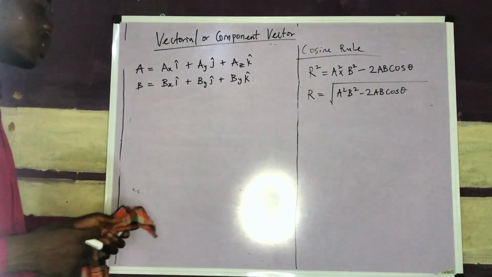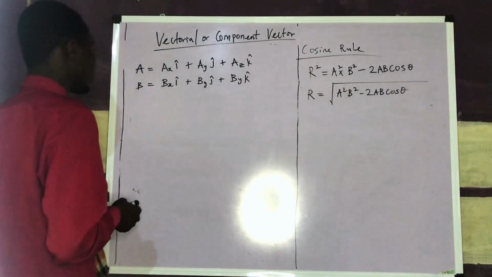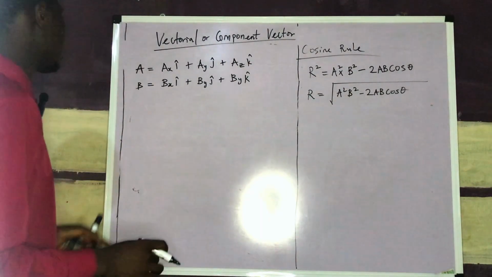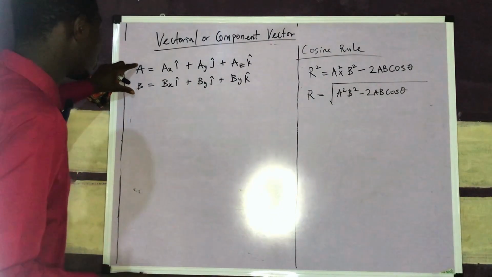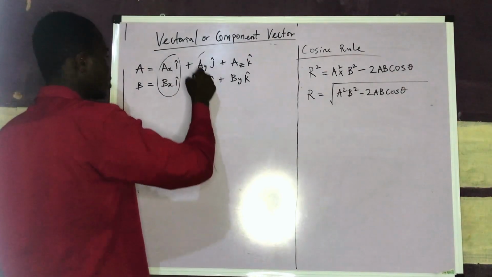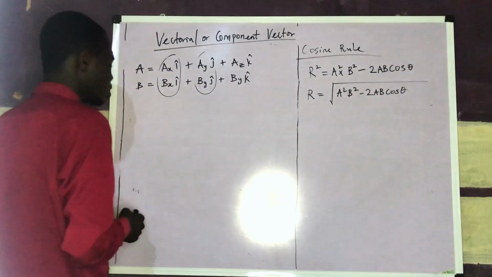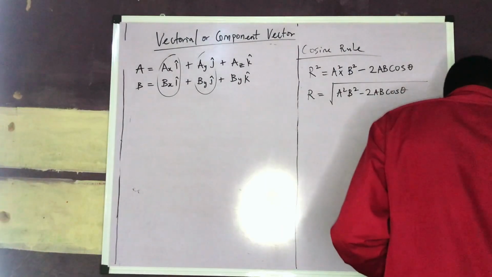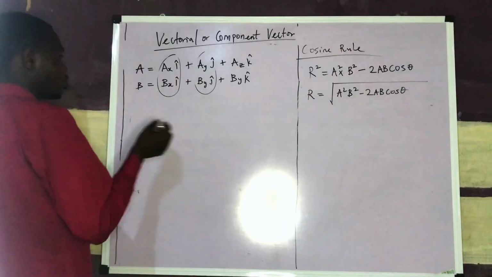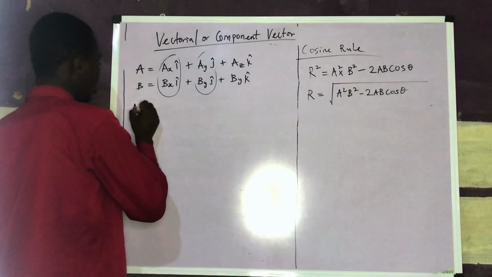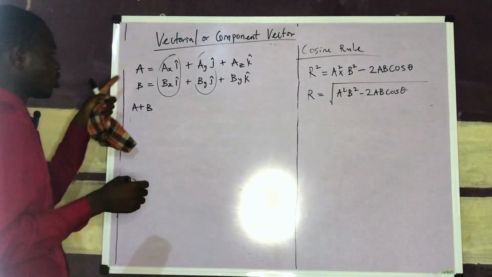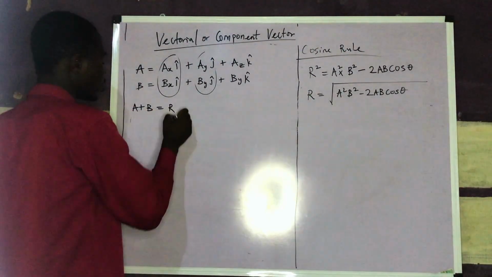So if you want to resolve this vector, what are you going to do? That means you are going to resolve it one by one. You want to get the resultant of these two vectors. You are going to resolve this one separately, and this one separately. Okay, that's how you resolve it. So you want to get the resultant, let's say a plus b. Like I said, the resultant is the addition of these two vectors, which will give us the resultant, right?